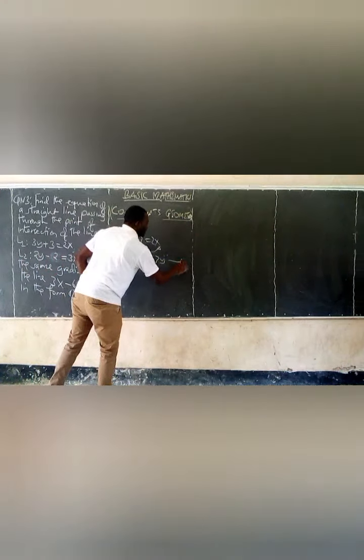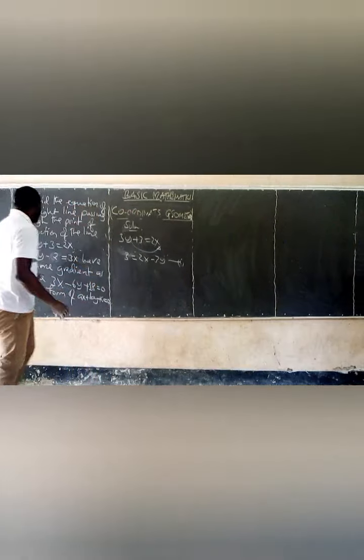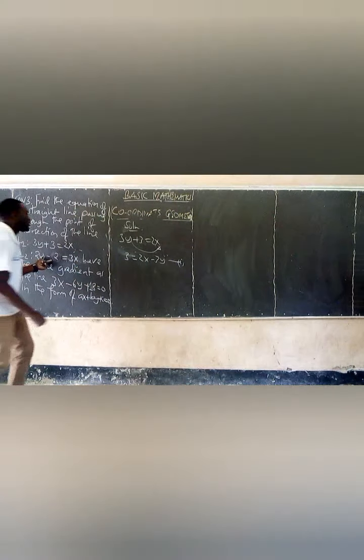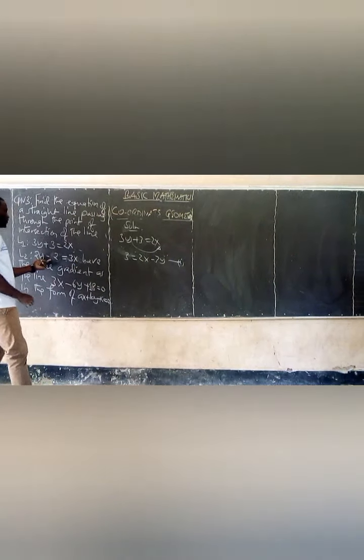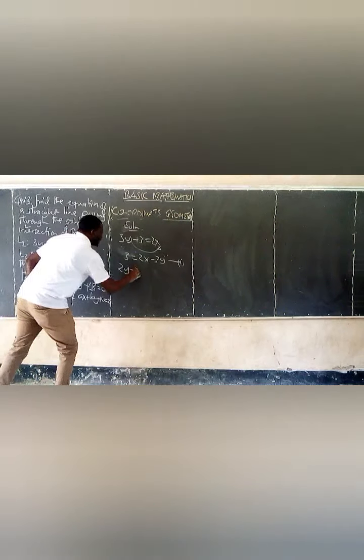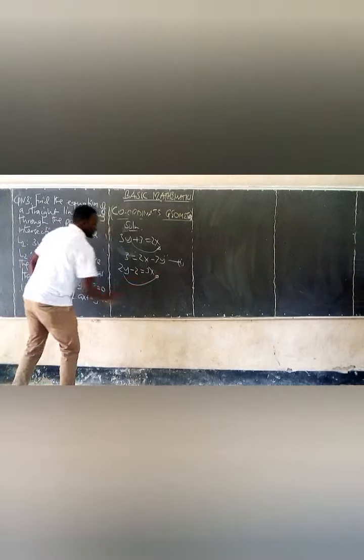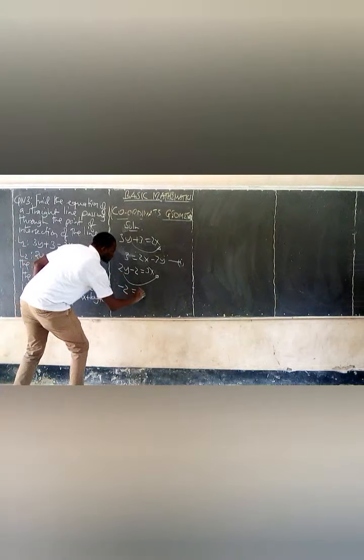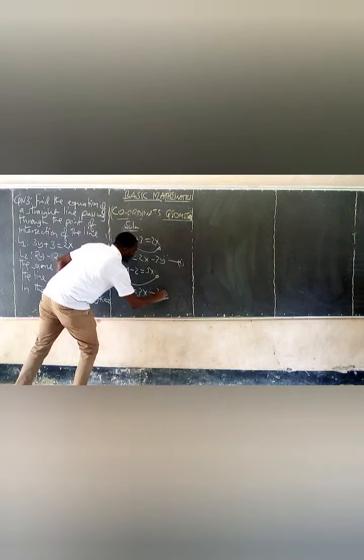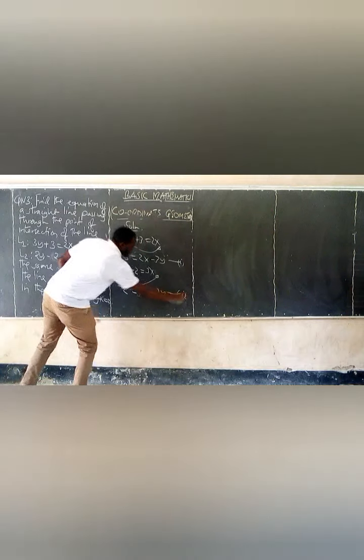Let this one be the first equation. Then we come to the second line, which says 2y minus 2 is equal to 3x. Shift this one to this side. So remaining with negative 2, this is equal to 3x minus 2y. Let this one be the second equation.